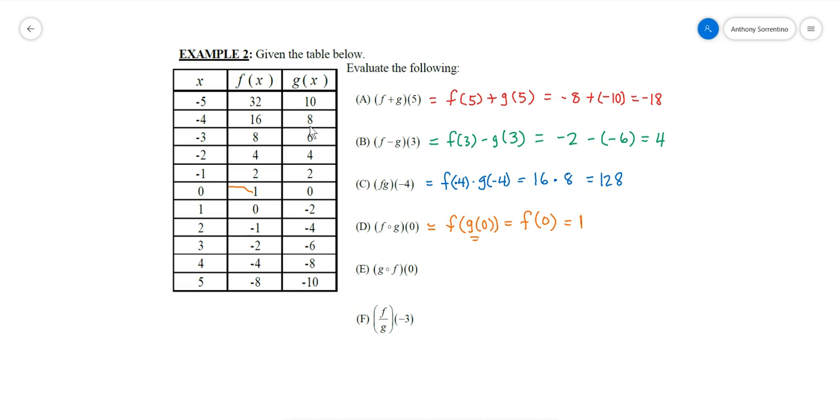Whereas if I do instead g of f of 0, well, again, we're starting here. When x equals 0, f of x is 1. So this is going to become g of 1. So now I'm going to go to where x is 1 and see what g of x equals. That equals negative 2.